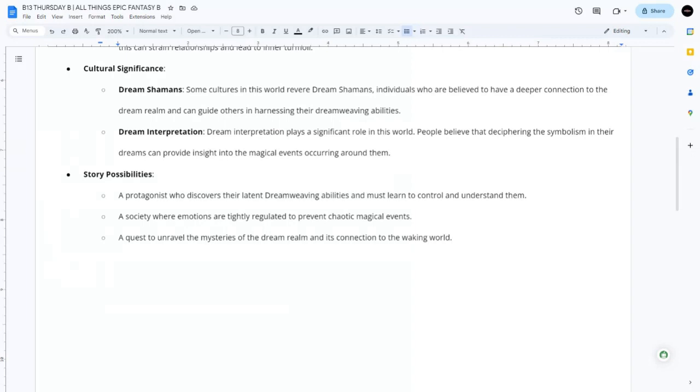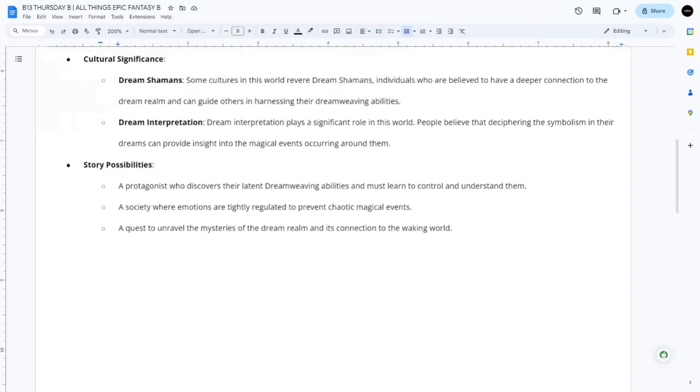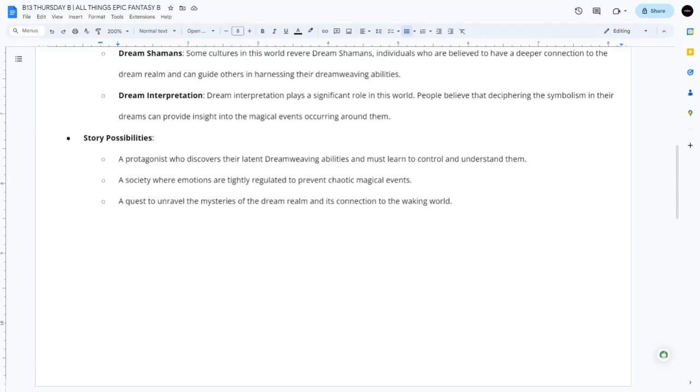So, what are some of the story possibilities? Well, a protagonist who discovers their latent dreamweaving abilities, and must learn to control and understand them. Another story possibility is a society where emotions are tightly regulated to prevent chaotic magic events. Another possibility is a quest to unravel the mysteries of the dream realm and its connection to the waking world.